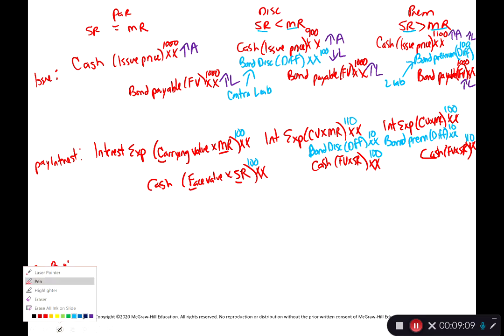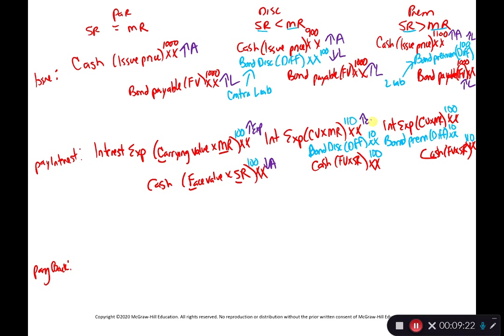What's the accounting equation effect on all of this? Well, our expenses are going up and our assets are going down, for the interest expense and cash part. When we debit a bond discount, we decrease the liability. So when we credit it, we're increasing our liability. When we credit the bond premium, we're increasing our liability. So when we debit it, we're decreasing our liability.